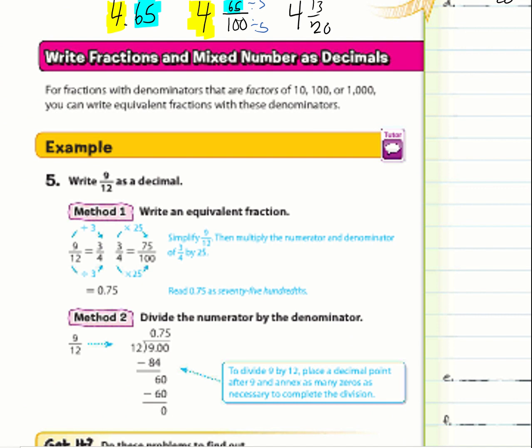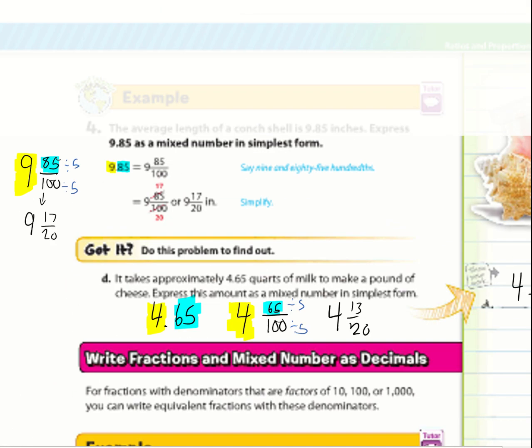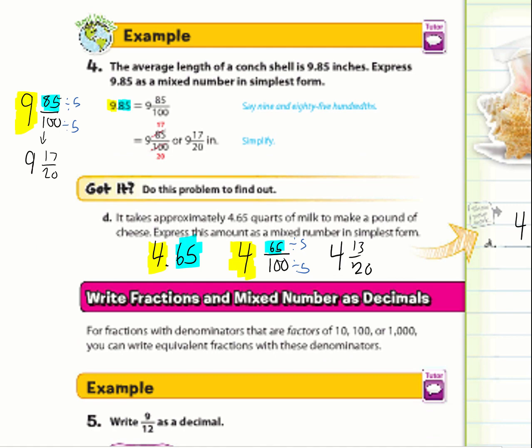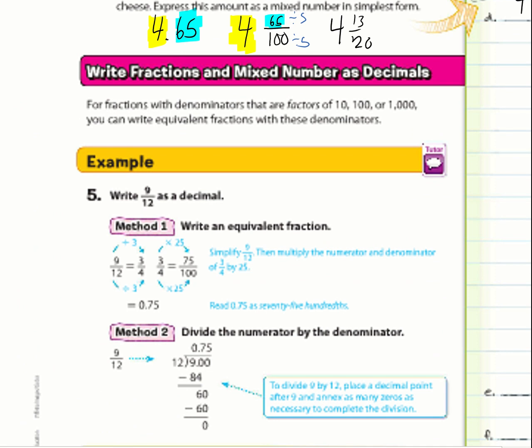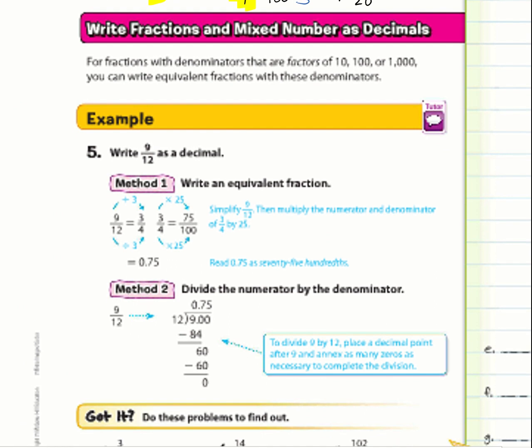So now that we did from decimals to fractions, now we're going to do from fractions to decimals. There's a couple ways we can do this, so I'm going to show you guys both methods. One method is to get the denominator to a power of 10.